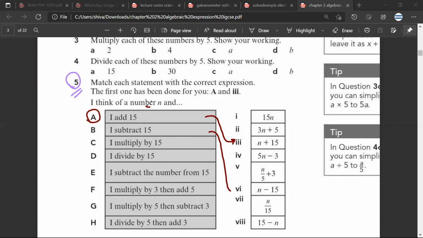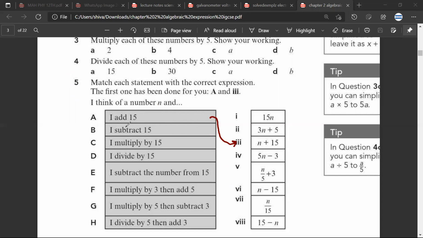I think of a number n and I subtract 15. So actually, I subtract the number from 15 is also... See, I think of a number n and add 15. So it will be n plus 15. This is correct.